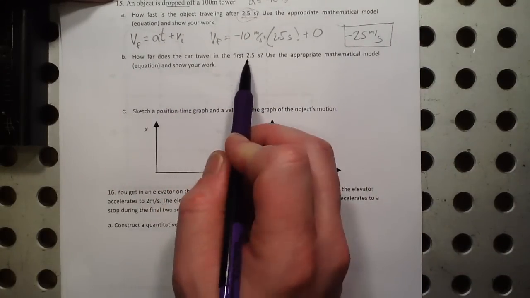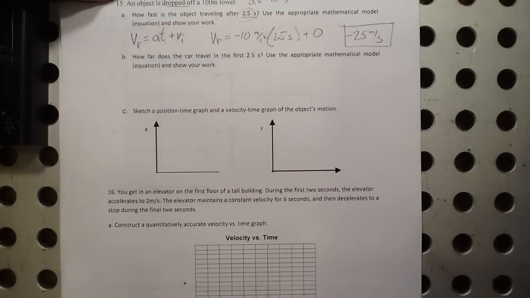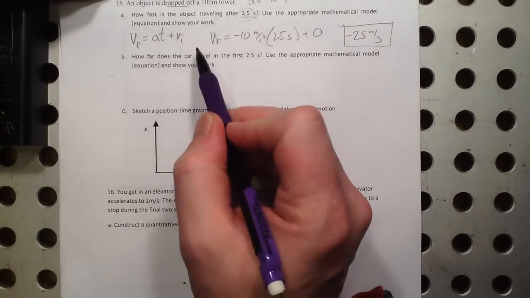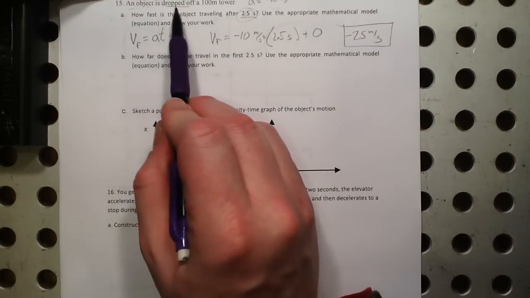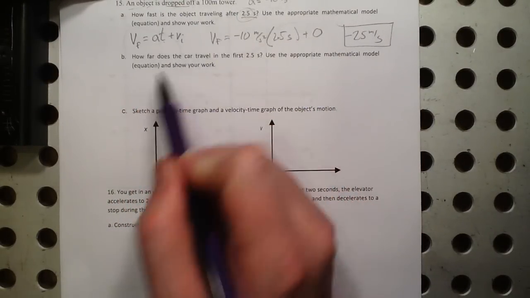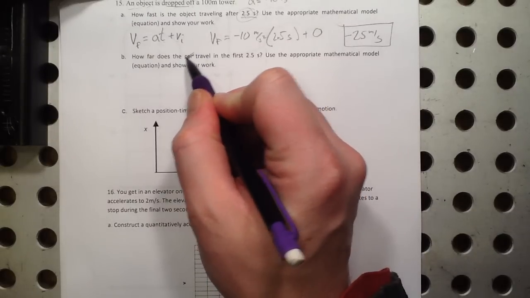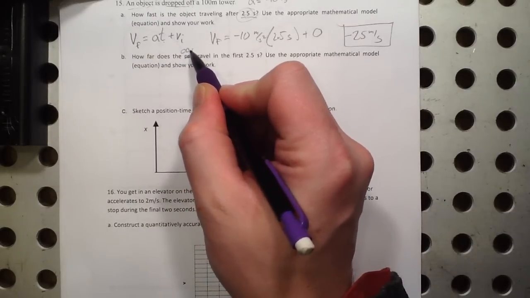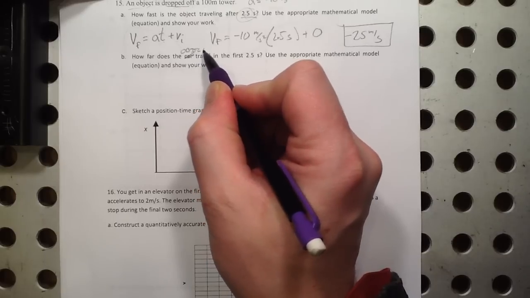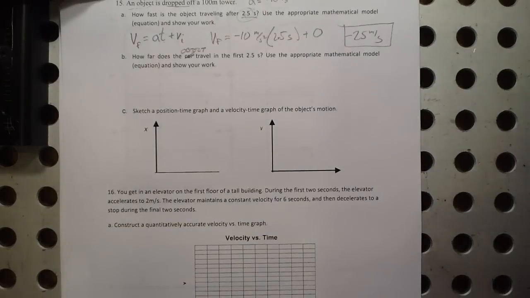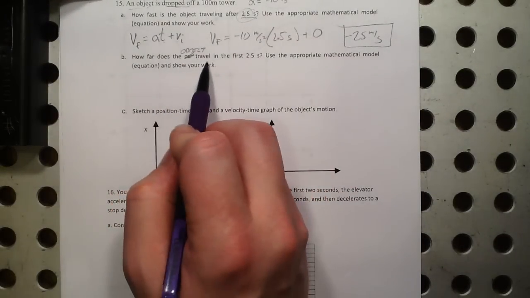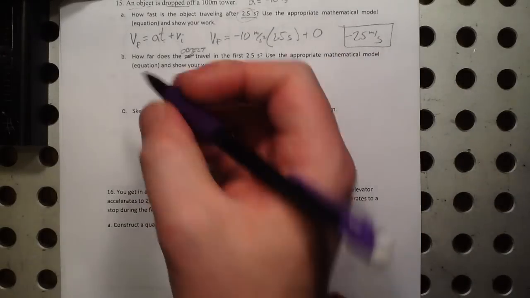How far does the car travel in those 2.5 seconds? Car, well, that's weird. An object is dropped off a 100-meter tower. Now we're talking a car. I think it should say object. That's bad cutting and pasting by your teacher there. So how far does the object travel in the first 2.5 seconds?